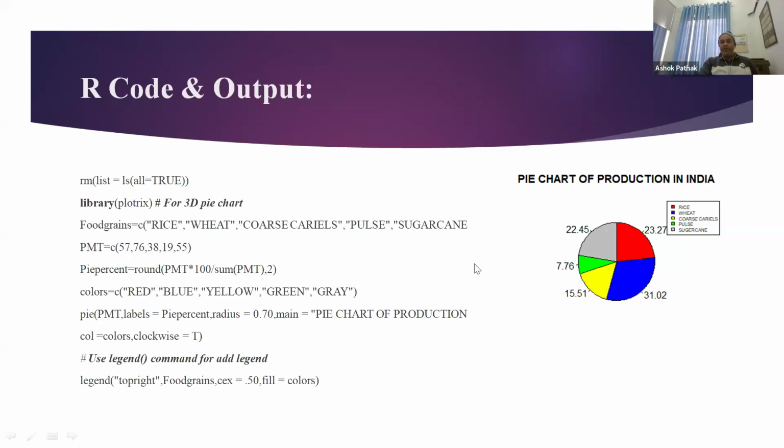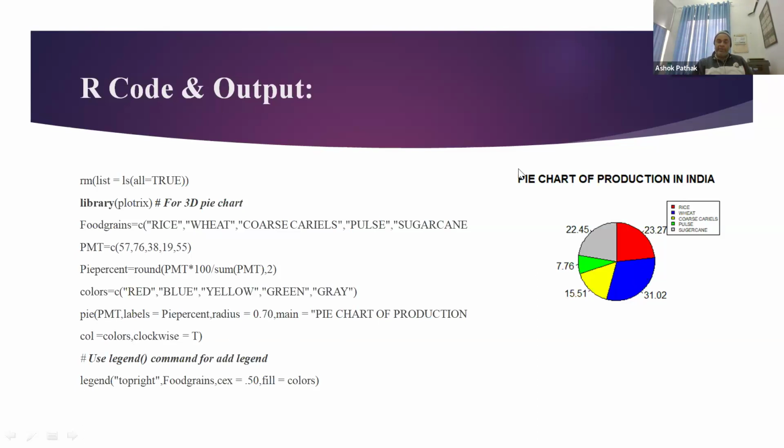Now you can give the color of each slice. We are giving red for rice, blue for wheat, yellow for this one, green for pulse, and for sugar cane we are giving this one. So we will make the pie chart: pie, PMT, labels, pi percent, radius equals 0.7, main is the pie chart of production, and col is the colors, and we are giving clockwise.